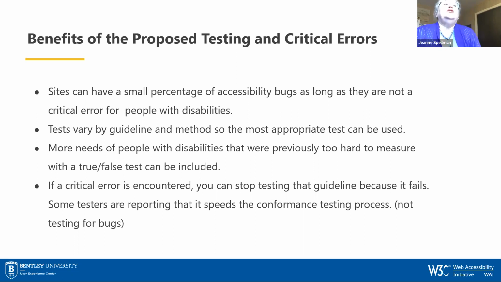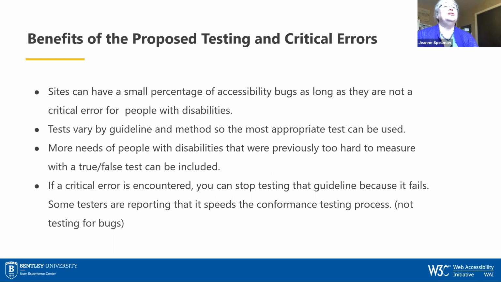Another advantage is the tests can vary by guideline and method, so the most appropriate test can be used. Right now in WCAG 2, all you have is binary true-false statements, and that doesn't begin to cover the variety of disability needs that people have. Then we can include more needs of people with disability that were previously too hard to measure.